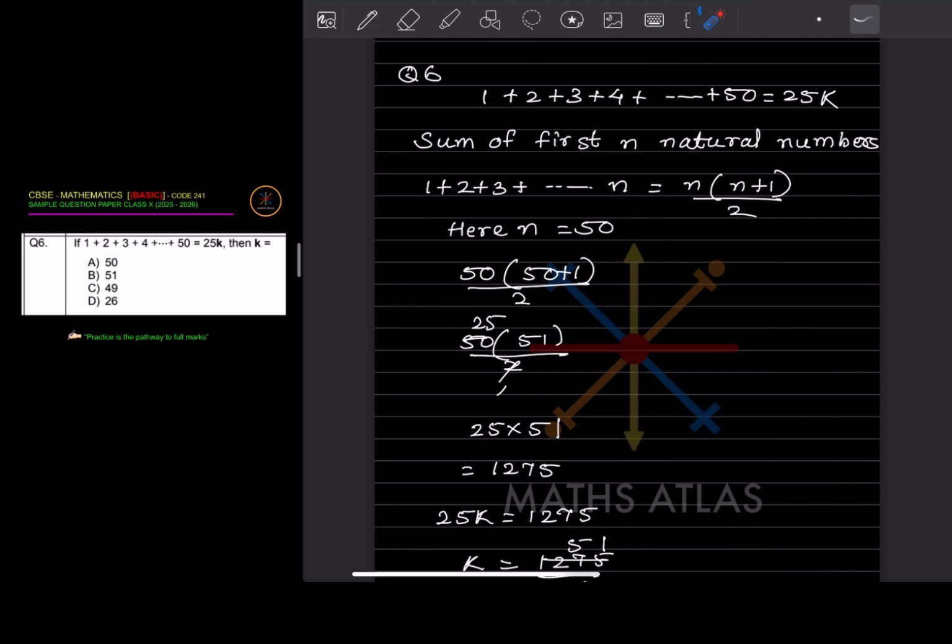This is, we can say, the sum of the first n natural numbers. So 1 plus 2 plus 3 and so on, the last number is n. So that will be n into n plus 1 divided by 2. So this is the formula that you have to remember.